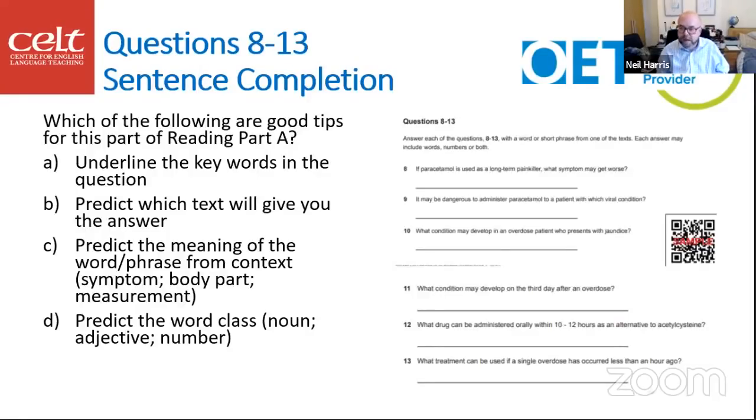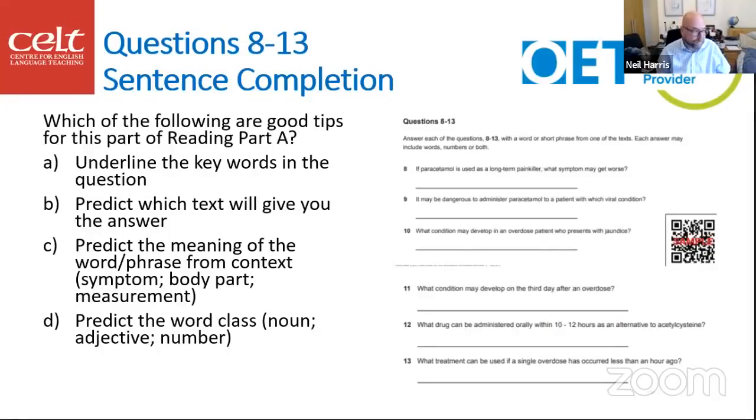Okay, as answers start coming in, if you've said B, well, absolutely, that's what the first question I asked you was, what kind of information are we looking for? You said symptom. There we are, that's in C. D, the word class, noun. Yes, this is also a really useful one. So we can certainly say C and D are useful.